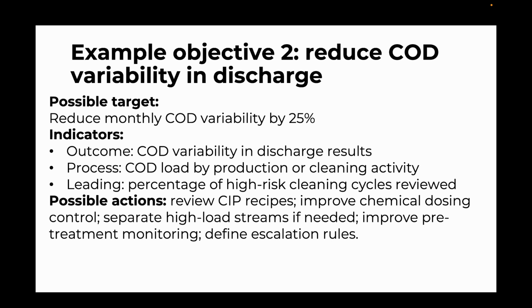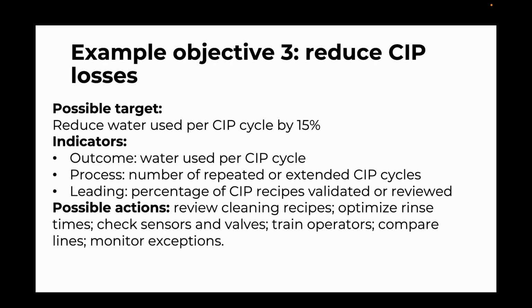Now, possible actions may include reviewing cleaning in place recipes, improving chemical dosing control, improving pre-treatment monitoring, or defining escalation rules. Now, this objective links environmental performance, compliance confidence, and operational control. Now, a third objective, reduce the cleaning in place losses. Okay, so cleaning in place is things like cleaning of tanks, pipes, valves, and equipment without dismantling them.